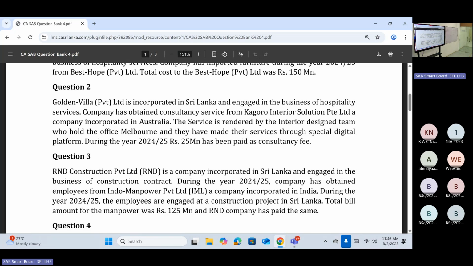To answer this question, the Australian company is a non-resident person rendering services to Sri Lanka, and Golden Villa is a resident company, a resident person for Sri Lanka tax. A resident person makes a service fee payment to a non-resident person. There is a source in Sri Lanka, so we have taxing rights, right? But the company is doing business rendering this type of services. They don't have a permanent establishment in Sri Lanka. Therefore, we don't have taxing rights.